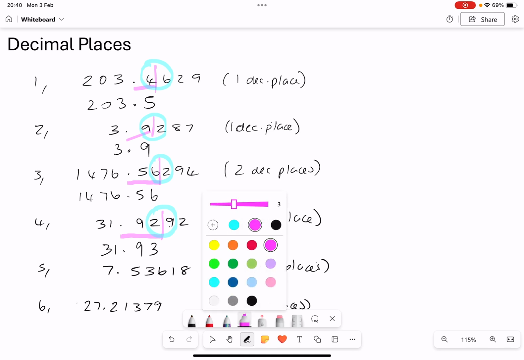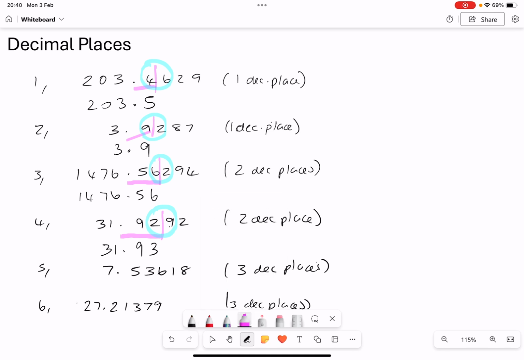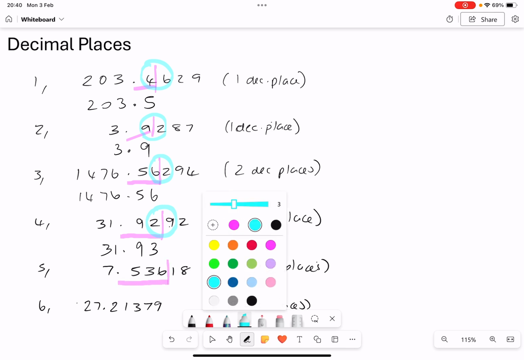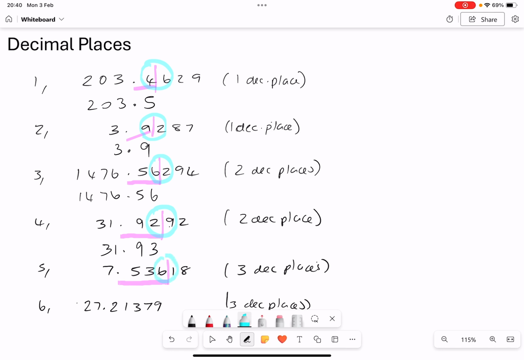Next one. 3 decimal places, so decimal, 3 numbers, and then we cut off. We are interested in the number before and after the cut off. 7, 5, 3 are not affected. That 6 is followed by a 1, which is less than a 5, so it stays as a 6.